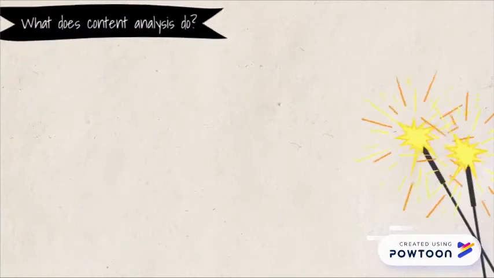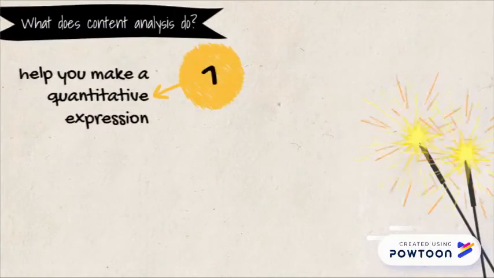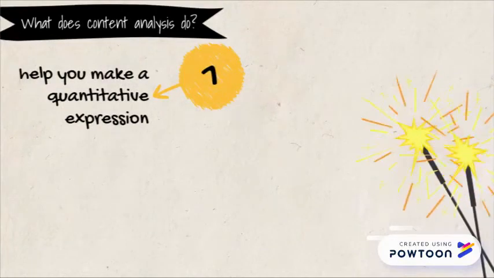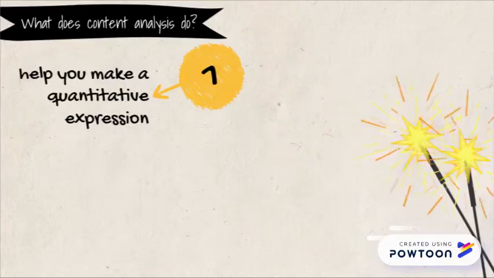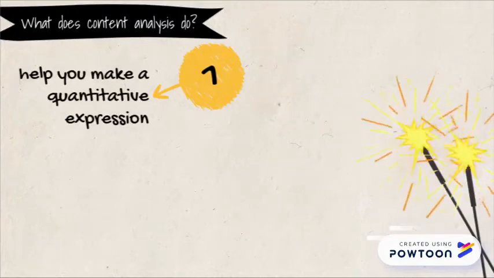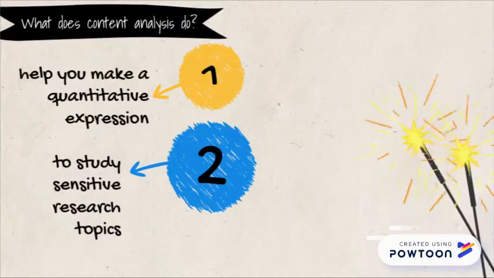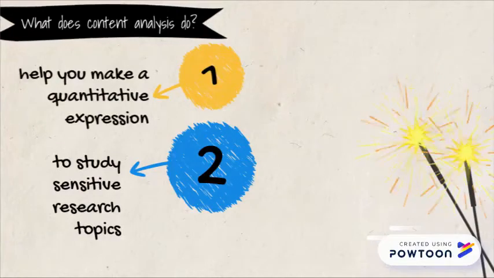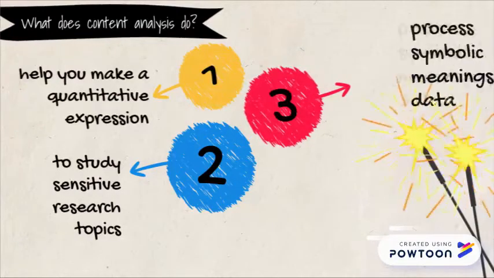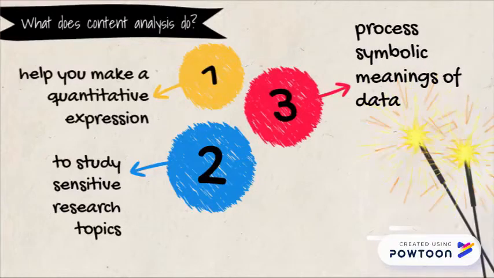What can content analysis do? The first one is it goes beyond the impressionistic observations about the phenomena and can help you make a quantitative expression about the phenomenon. For example, express it in numbers, in percentages, which will be more specific and objective. The second one, it is an unobtrusive research technique useful to study sensitive research topics. The third one, it is context-sensitive and therefore can process symbolic meanings of data. Though predominantly seen as a quantitative method, it can effectively capture qualitative content as well.